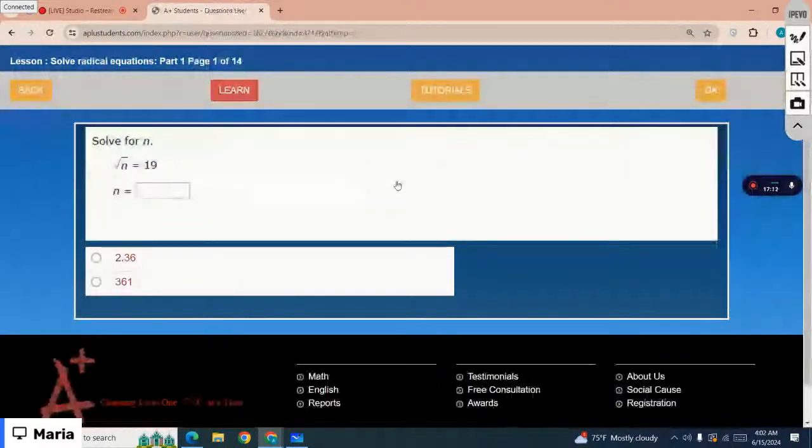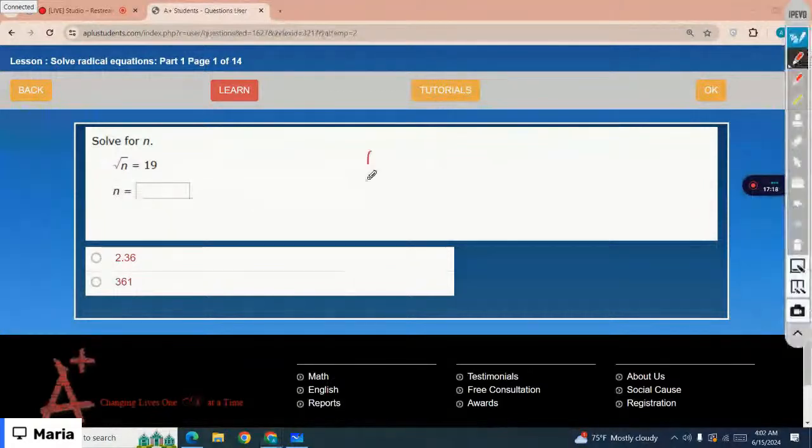Find the value of n. So you simply have to calculate the value of n, but here you are given the square root of n. So square roots and squares are opposite to each other. So let's just calculate the square. You are left with n equals 19 squared, which is 361. So n equals 361. Option number 2 is the correct option. The correct option is 361.